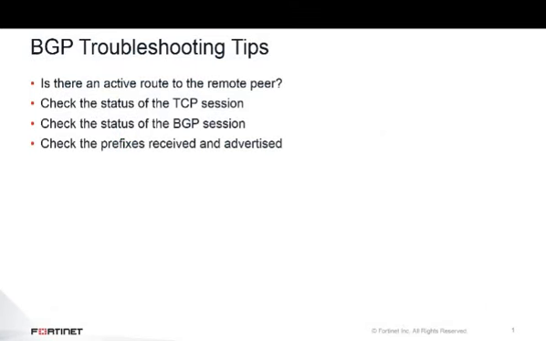Follow these steps to troubleshoot a BGP problem between two peers. Check that the local router can reach the remote peer. Check the TCP session. Check the BGP session. If the BGP session is established, check the prefixes received and advertised by each peer.